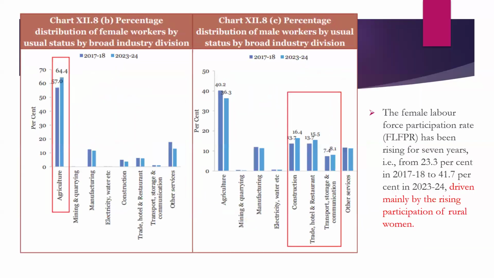Fine. The next one, when we talk about female workers overall, the sector in which they are maximally represented is agriculture. But when we talk about male workers, agriculture is definitely there. Apart from this, construction, trade, hotel and restaurant, and transport, storage, and communication. These are the sectors that they are focusing on. So remember that aspect.